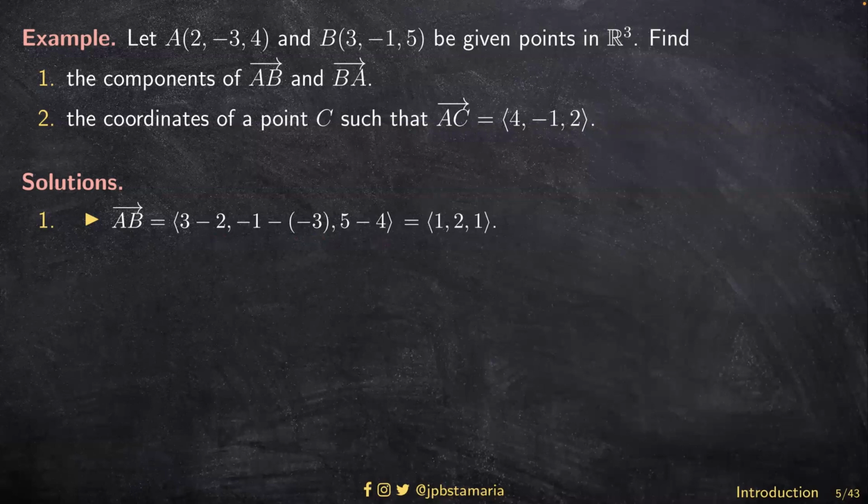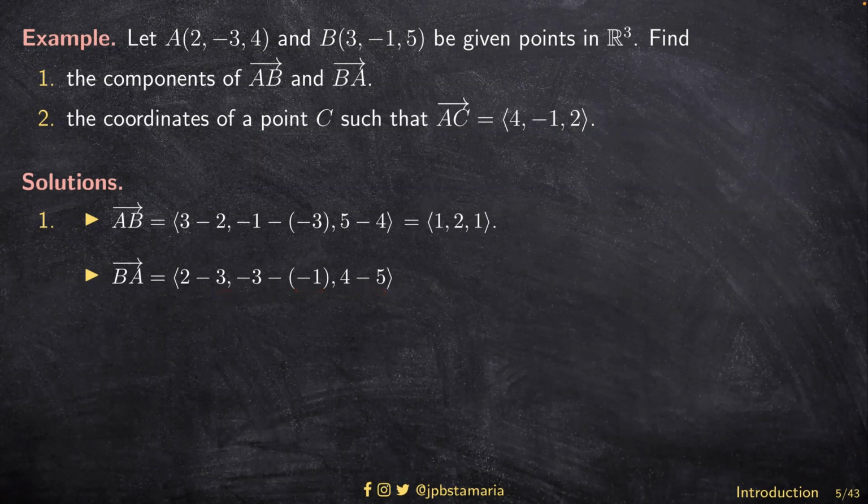Next, the components of the vector BA. Here the subtraction is just reversed. It's going to be the coordinates of A minus the coordinates of B. Always reversed, okay? So this is the 2, -3 and 4, these are the coordinates of A, and those of B, which are 3, -1 and 5. So, subtracting, you should get the following.